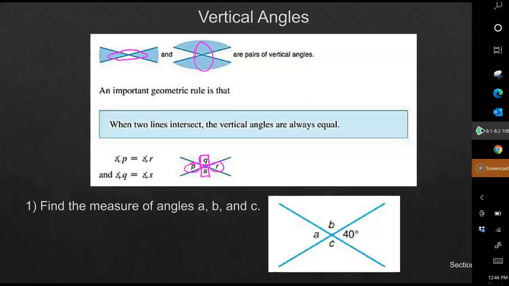On number one, it says find the measure of angles A, B, and C. So angle A is vertical to the 40-degree angle. So we're going to say 40 degrees for A. B and C are vertical, but also we have a straight angle right there. So that means that B plus 40 is 180. We just take 180 and subtract the 40. So B would be 140 degrees. And since B is 140, that means that C is also 140 degrees.